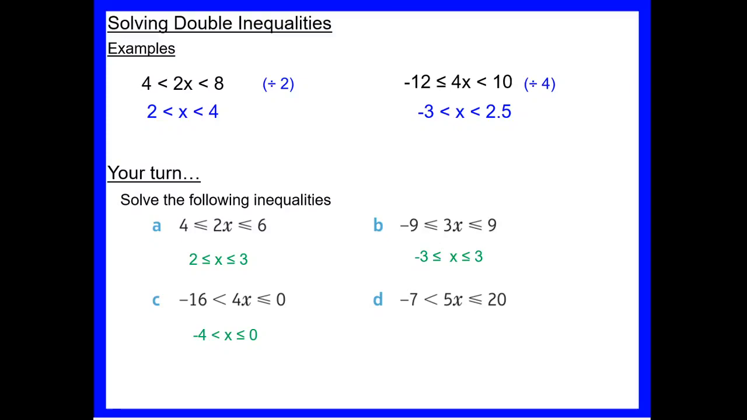And the last one then, we need to divide everything by 5. So we're going to get some decimal answers this time. So minus 1.4 is less than x, which is less than or equal to 4. So we're just making sure that our inequalities are the same ones that we started off with in the question, and we're applying whatever we do to all of the three parts. Check you're happy with those answers.